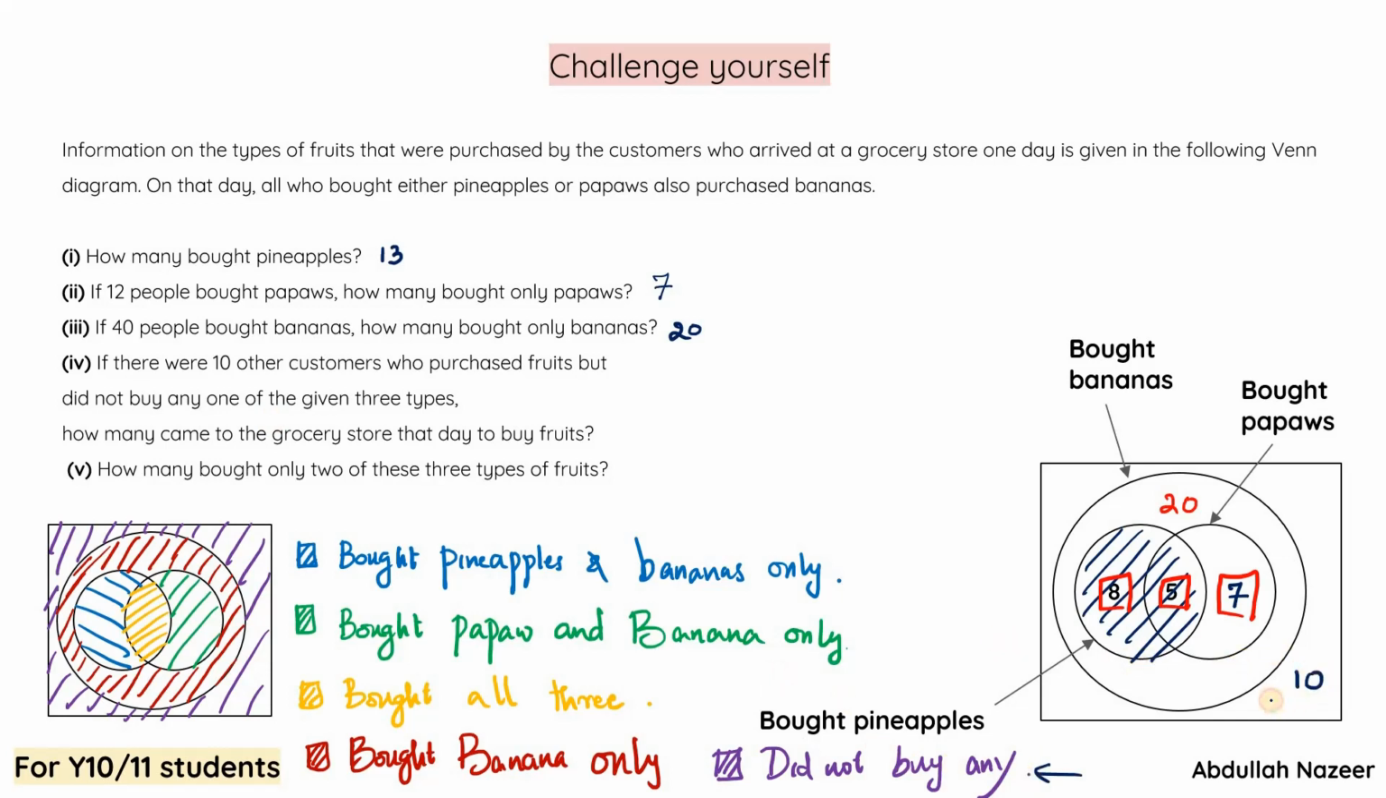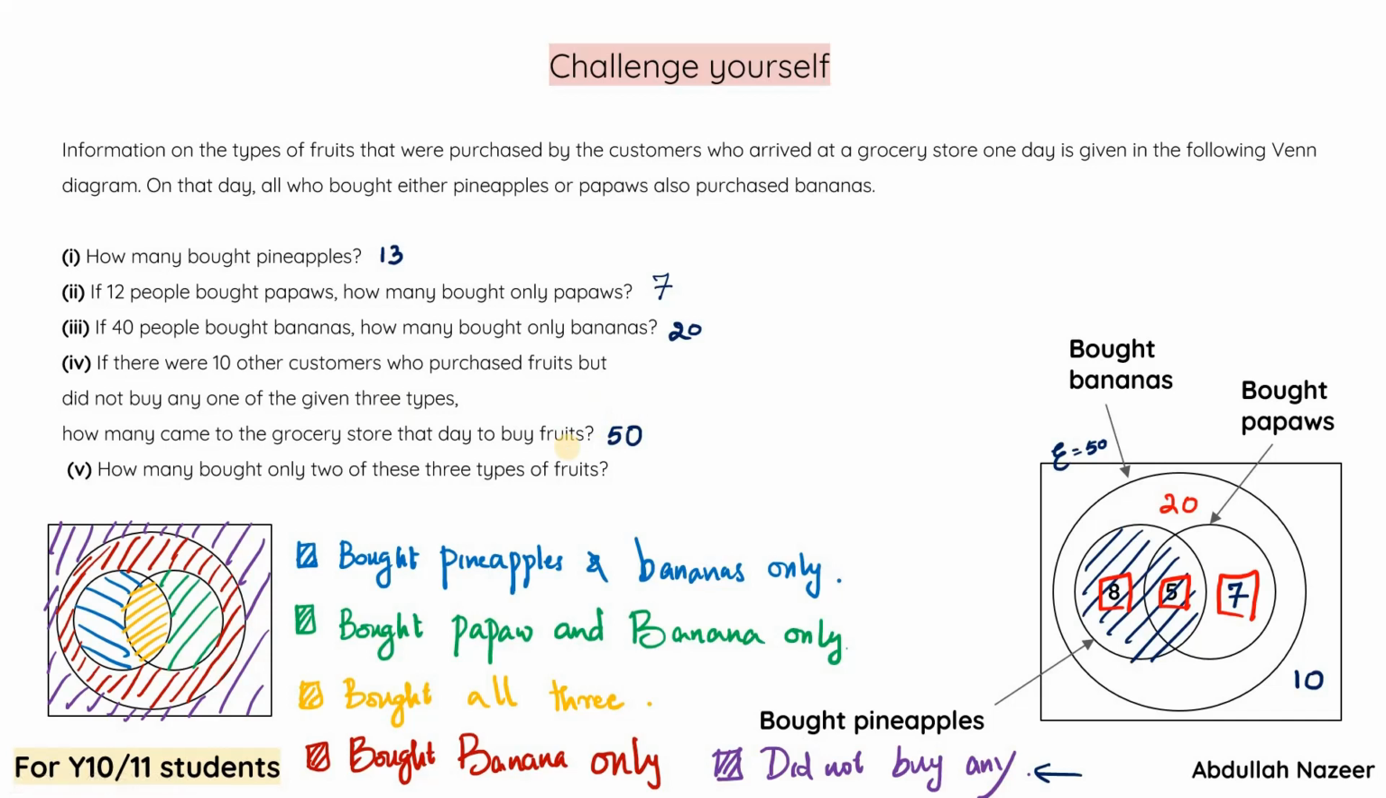So this is 10. Now the question is, how many came to the grocery store that day to buy fruits? From this we can understand that what they are asking is the universal set. To find the universal set, we just have to add all of these numbers together. So that is 40 plus 10, which is 50. So the universal set is 50. That is, 50 people came to the grocery store on that particular day.